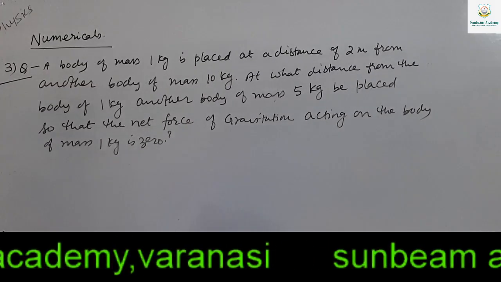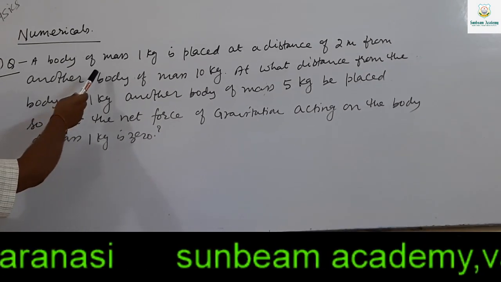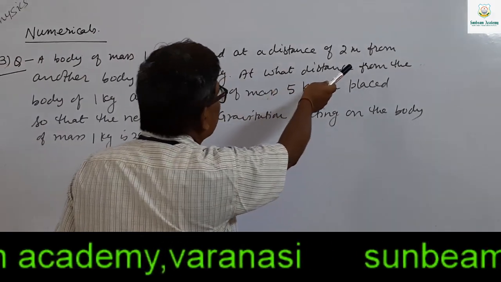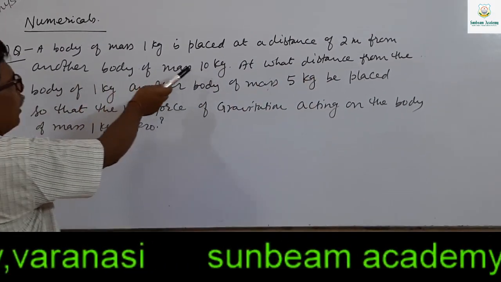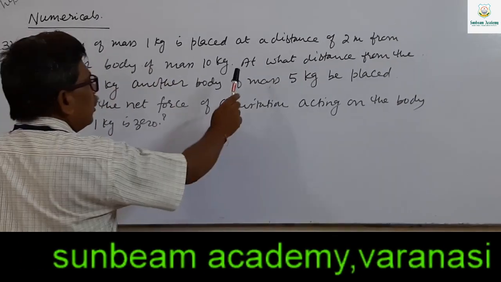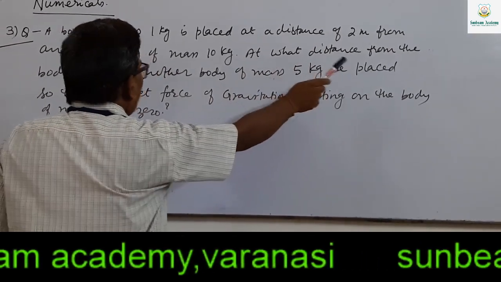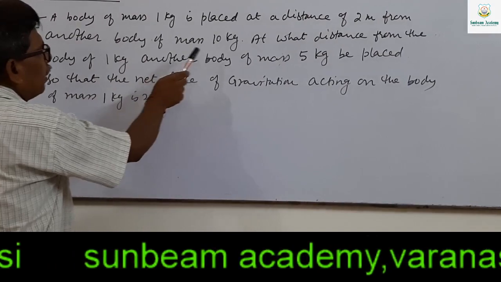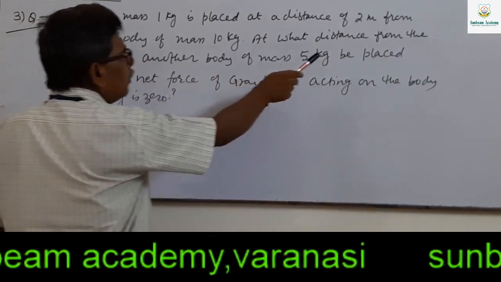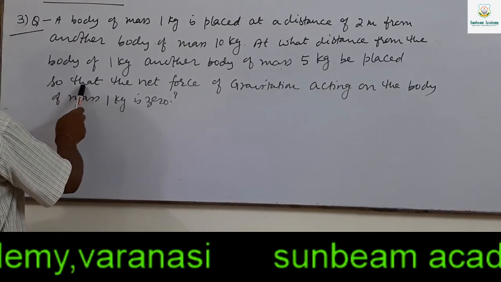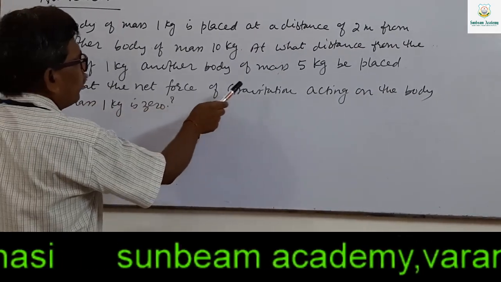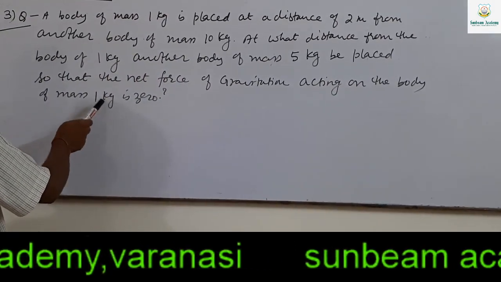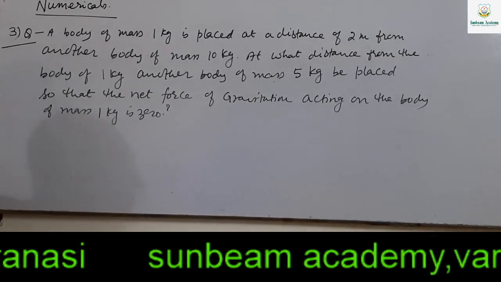Now see, the third numerical is given here. A body of mass 1 kg is placed at a distance of 2 meter from another body of mass 10 kg. At what distance from the body of 1 kg should another body of mass 5 kg be placed so that the net force of gravitation acting on the body of mass 1 kg is 0?